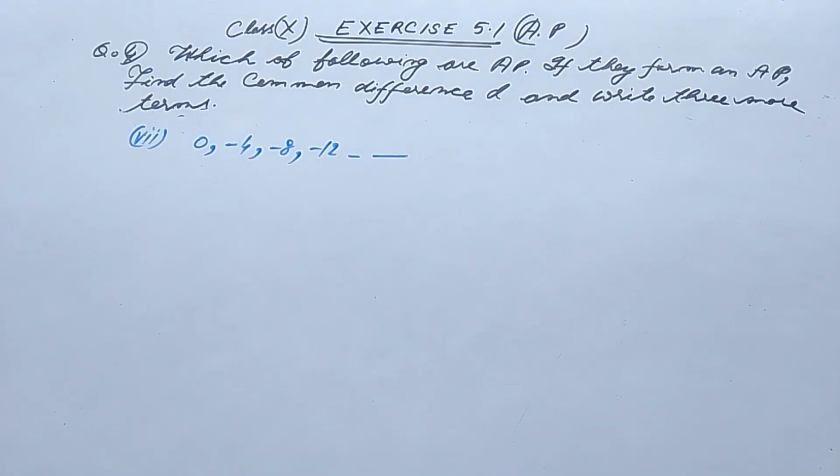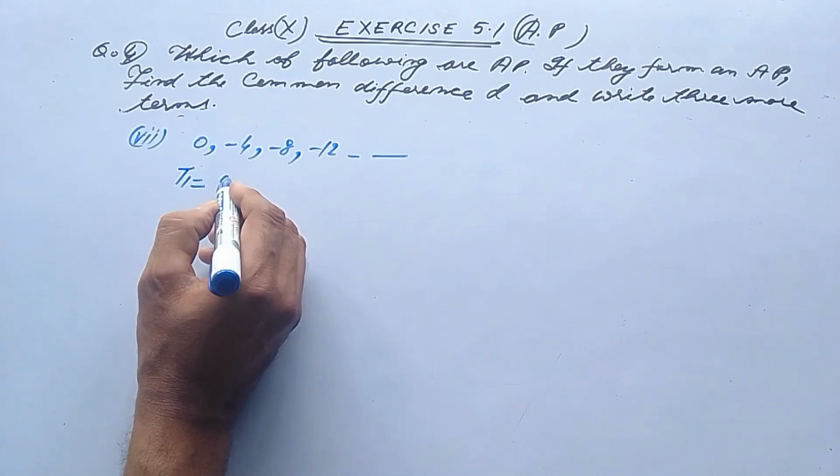इस क्वेश्चन में सीक्वेंस दे रखा है 0, -4, -8, -12. क्या ये सीक्वेंस जो है AP बनाता है? अगर AP बनाता है तो कॉमन डिफरेंस फाइंड आउट करो और 3 मोर टर्म्स लिखो. 4 टर्म तो हैं, we have to write the T5, T6 and T7. Let's solve this question.